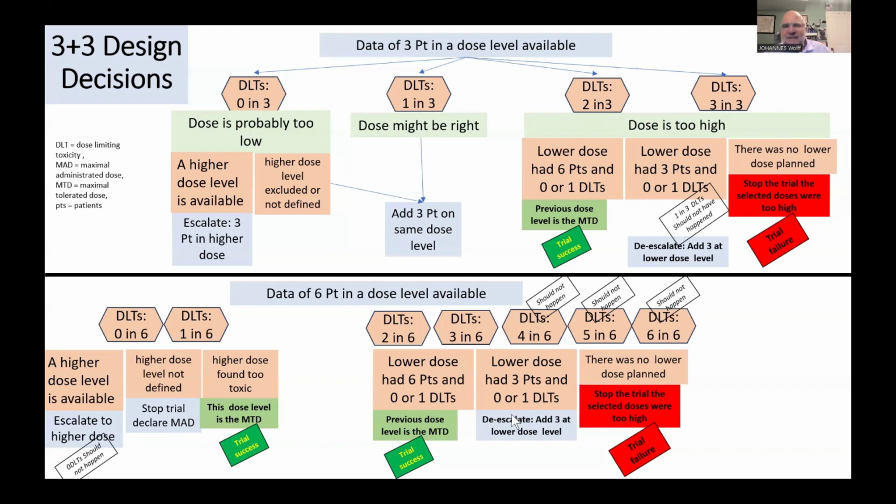What if the previous dose level, the lower dose level, had only 3 patients enrolled? Then you cannot declare the MTD because you need 6 patients to declare the MTD. You need to de-escalate, add 3 more patients to the lower dose level, and then have another meeting.